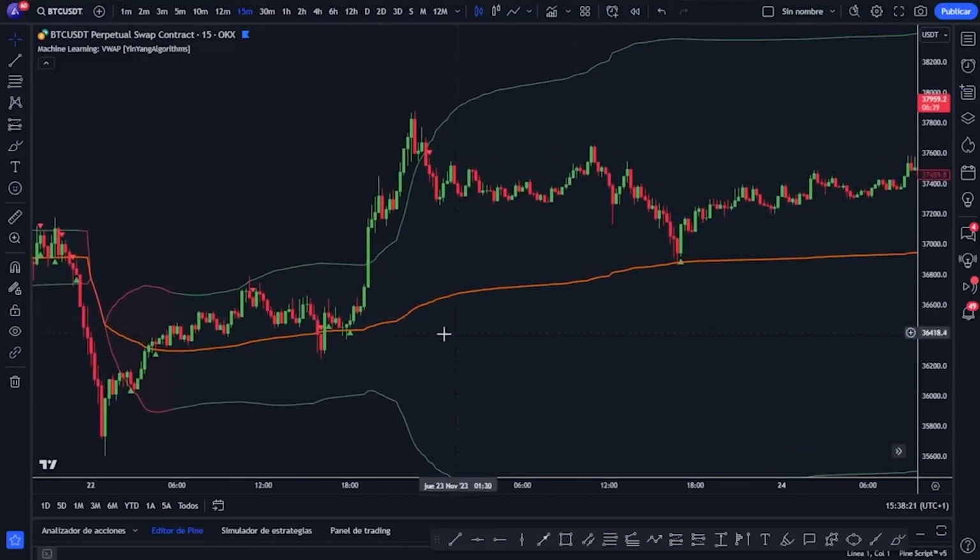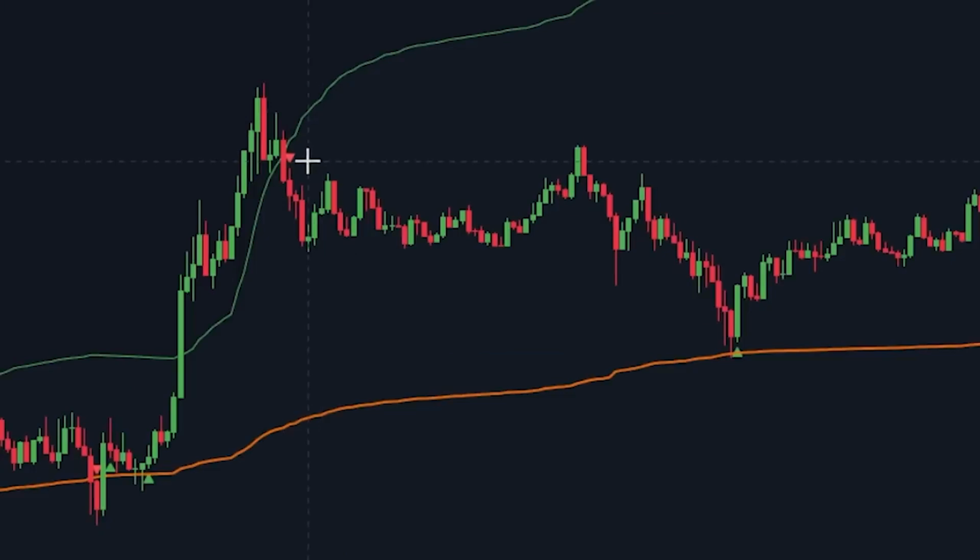But if we continue looking at the price action, we can see how artificial intelligence, at the time it detects that this trend is getting tired and that we have a red candle that crosses the upper band getting back to the center, we again mark a signal, in this case in short.